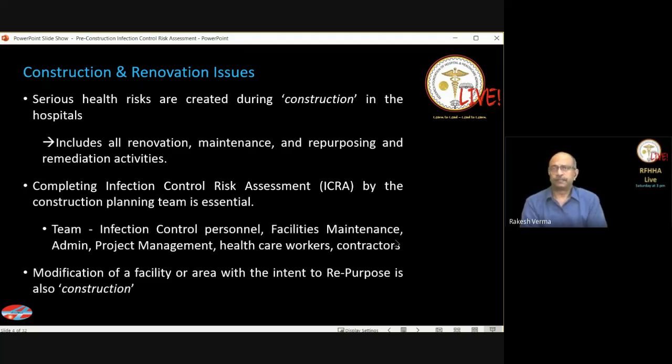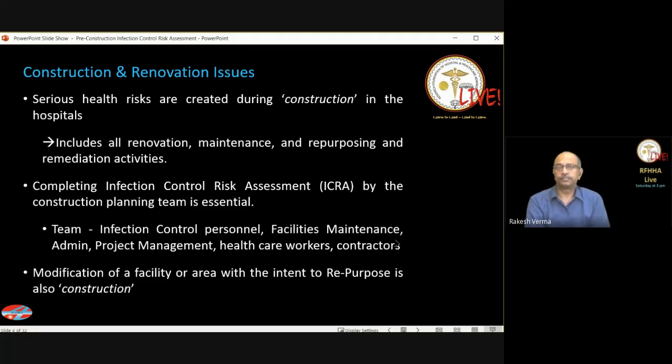Then completing the infection control risk assessment by the construction planning team is essential. So we are beginning with this point. There is little scope for justification of why we should do this. We are beginning with the position that this is essential, and a team is required.